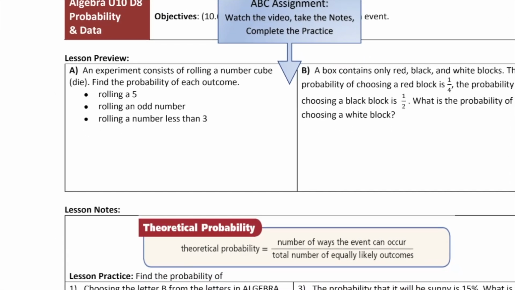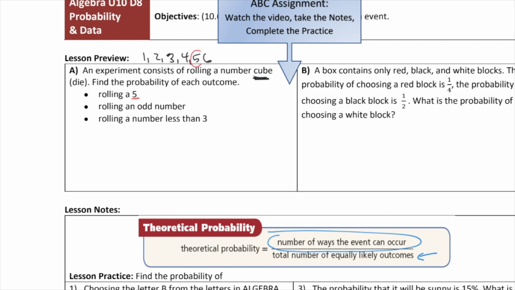So probability is the possibility or the number of ways an event can occur divided by the number of equally likely outcomes. So we're going to write everything as a fraction, a percentage, or a decimal. In question A, we're going to do an experiment that consists of rolling a number cube. That's a fancy way of saying die, to find the probability of each outcome. Now a number cube has the numbers 1, 2, 3, 4, 5, and 6 on the cube. So what is the probability of rolling a 5?